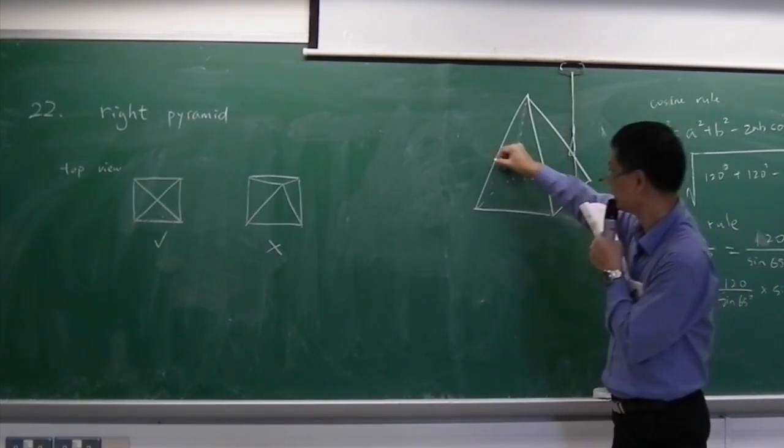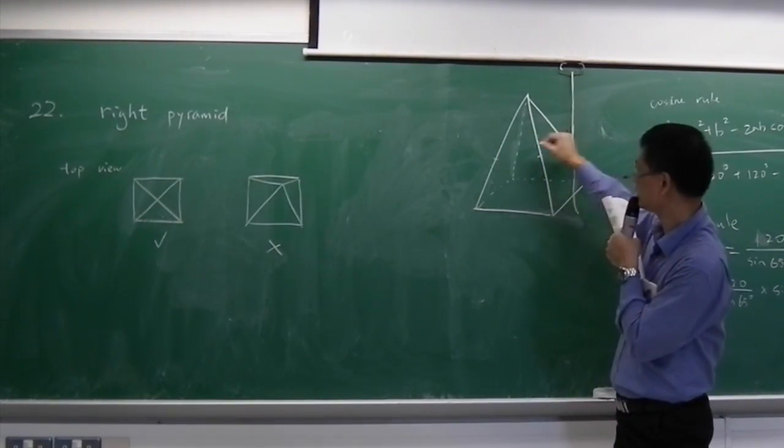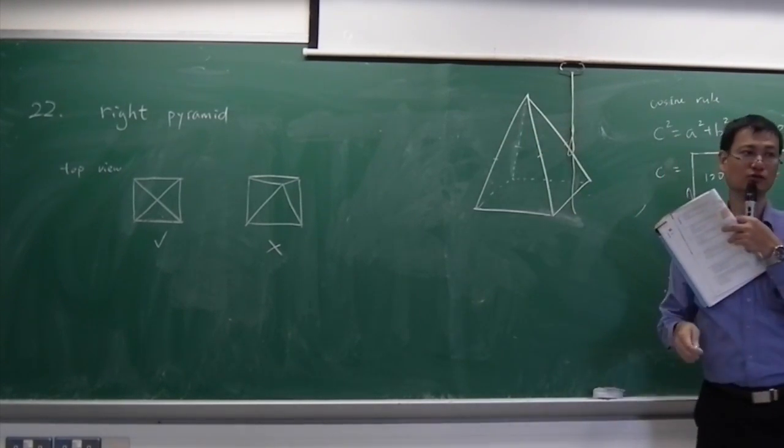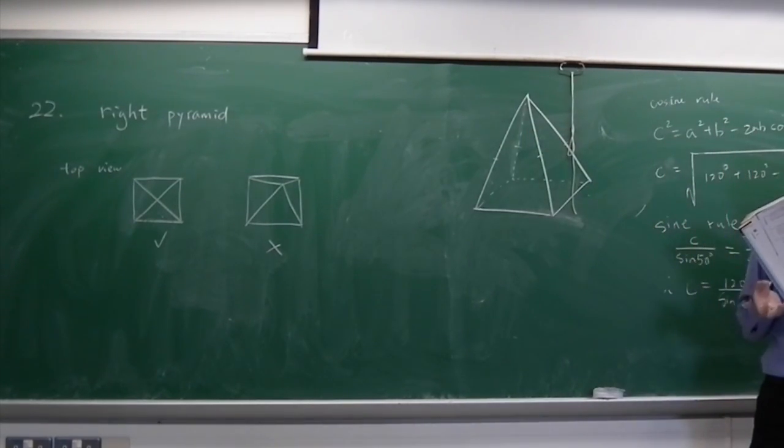Same, and every side is the same. So you see 4 isosceles triangles and 1 square.